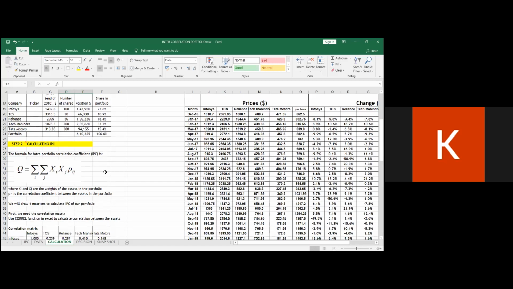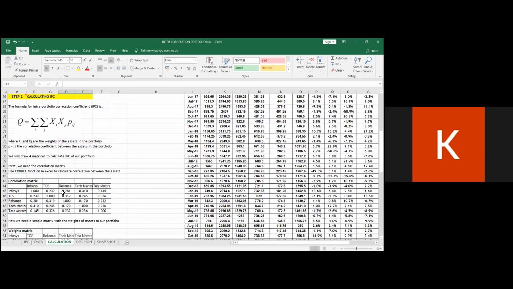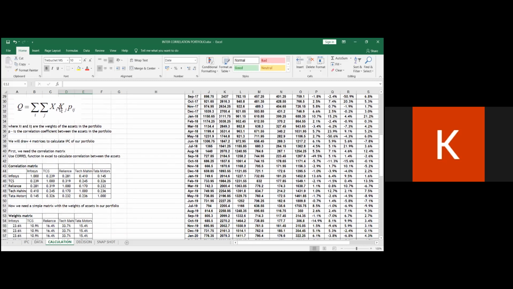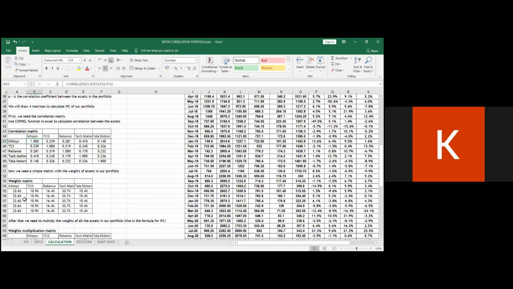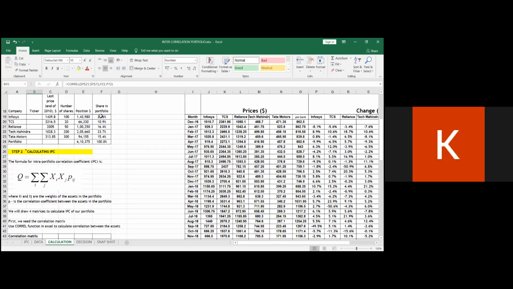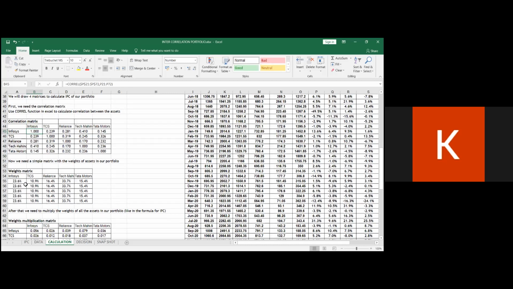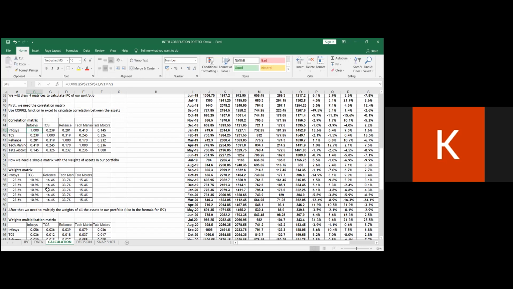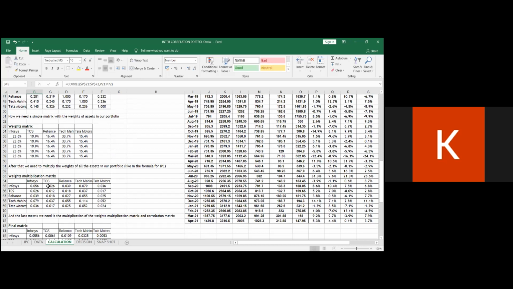Next is step 2, calculation of IPC. Calculation of IPC is according to this formula. I have calculated the correlation matrix for all 5 companies. Next one is the weight matrix. This weight matrix I got from step 1, the share in portfolio value. For Infosys, we got 23.6%. TCS we got 10.9%. Like that, I have taken here, sir. Next one is the weight multiplication matrix.